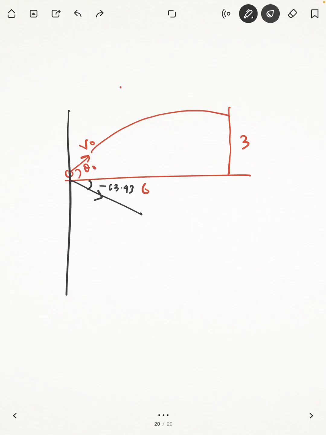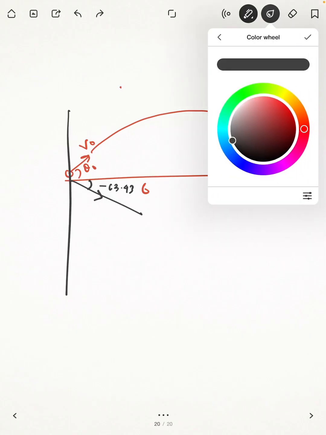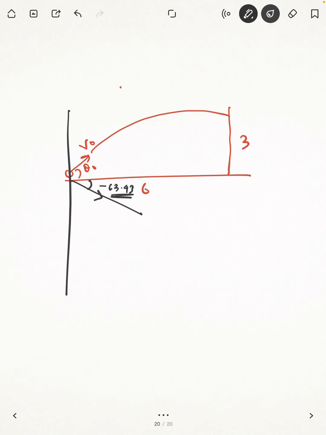Basically this is your now 63 point, if I take a different color. Okay, that is your negative angle that is calculated. It is negative, so it should be clockwise in the direction, and that should be counted as negative x-axis. Okay, so that is -63.43, that should be counted clockwise from the x-axis.